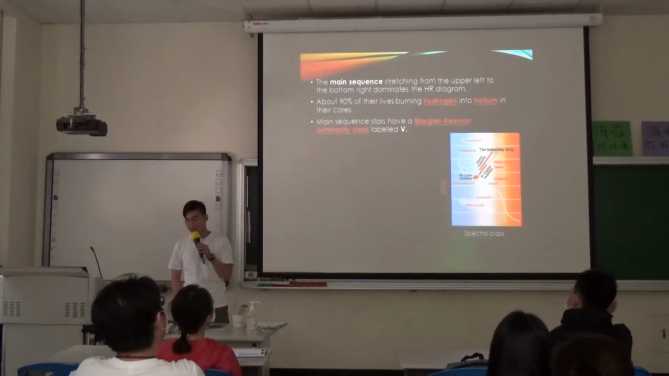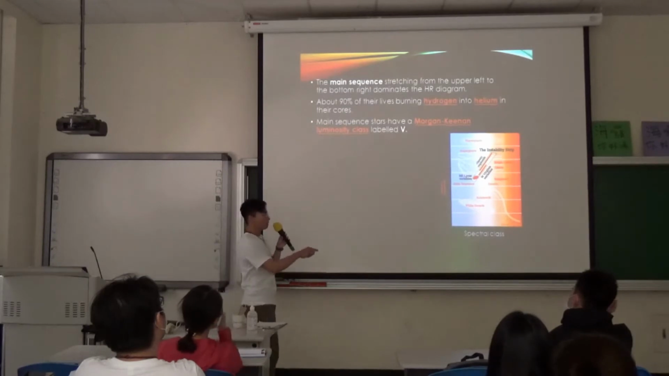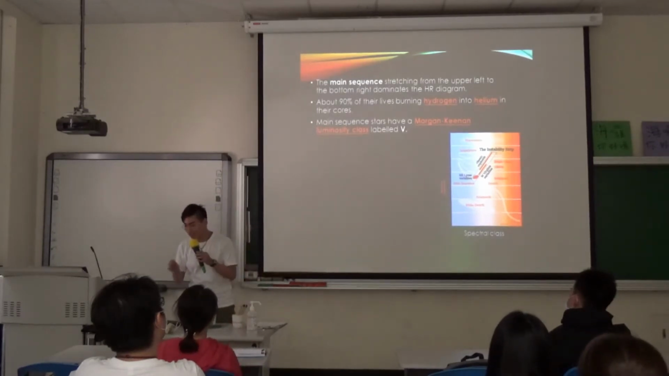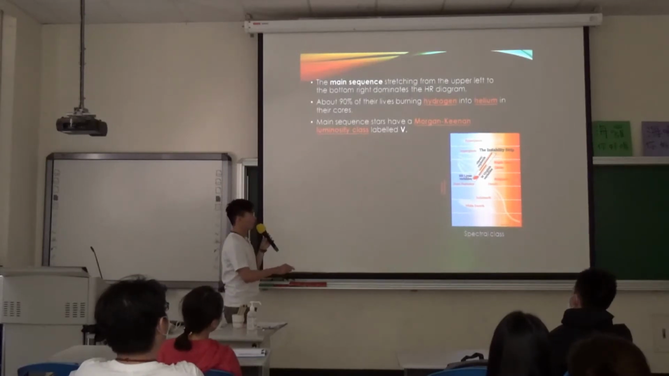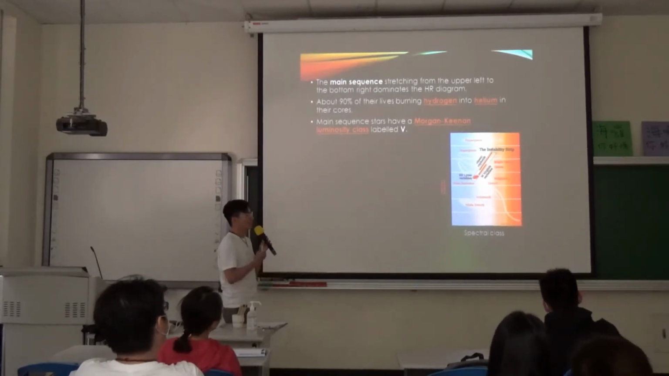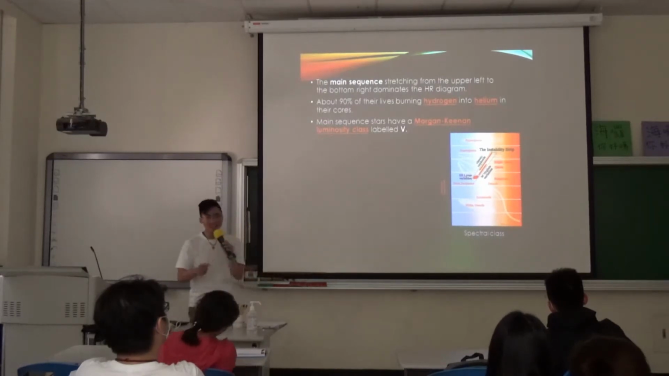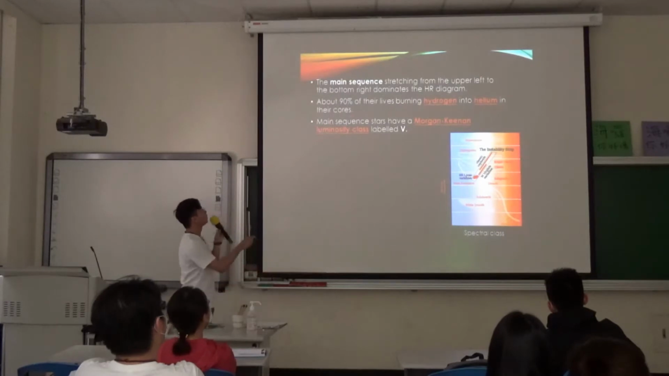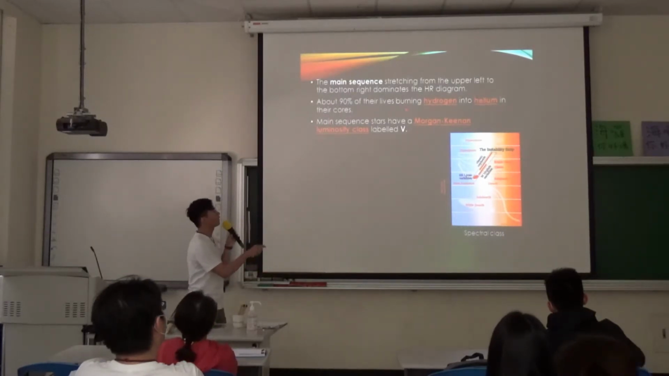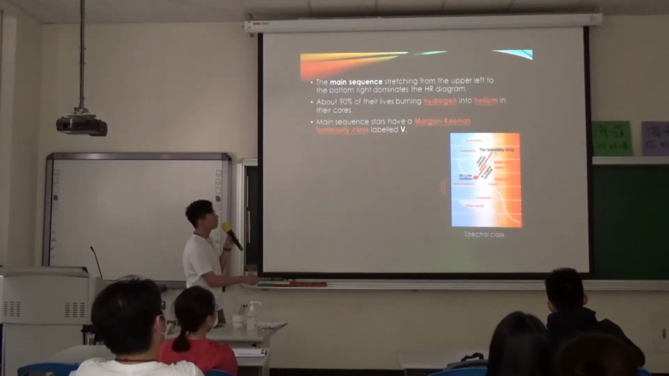Then the main sequence. This is the main sequence. It is the biggest one, and 90% of the stars are in this main sequence. So the main sequence goes from the upper left to the bottom right.